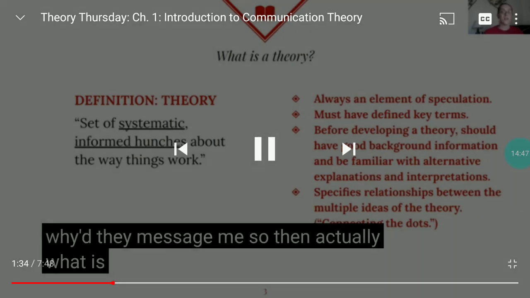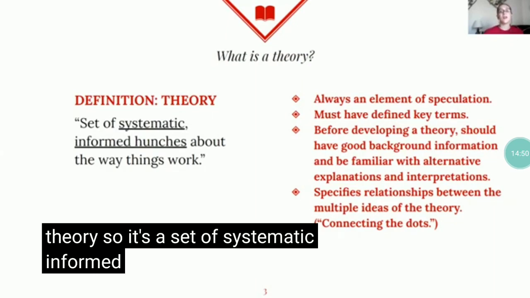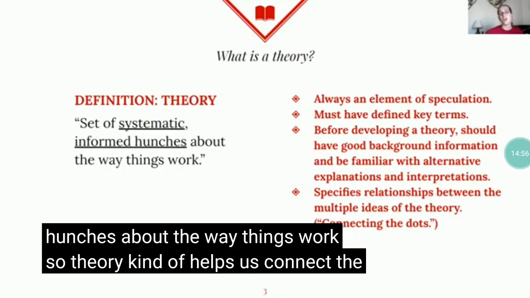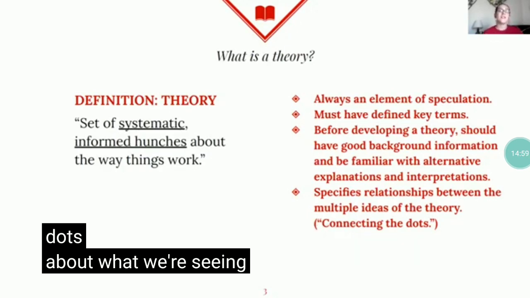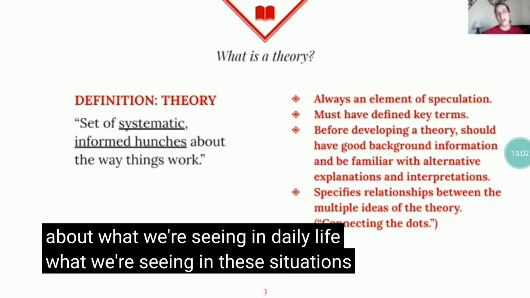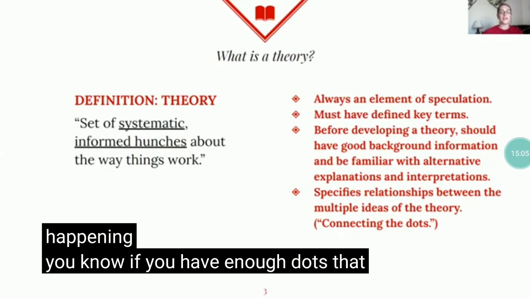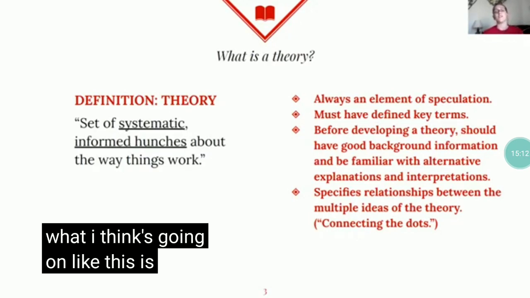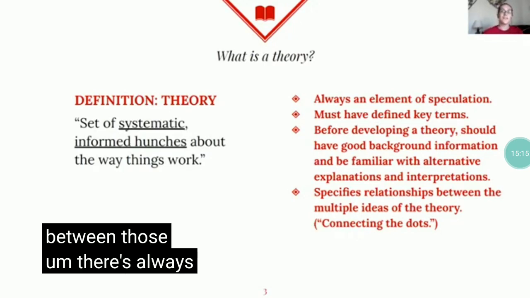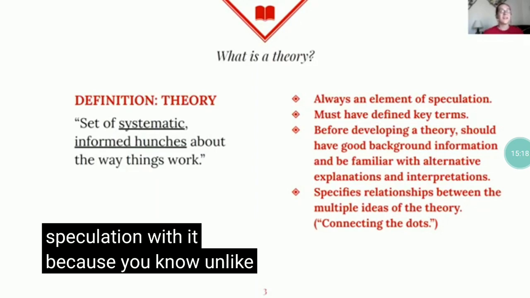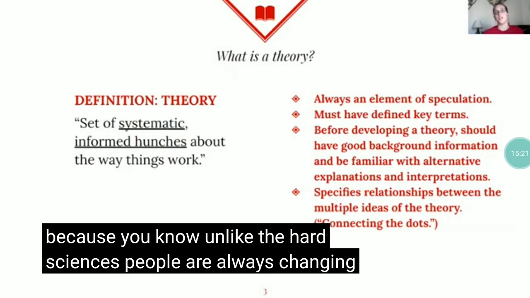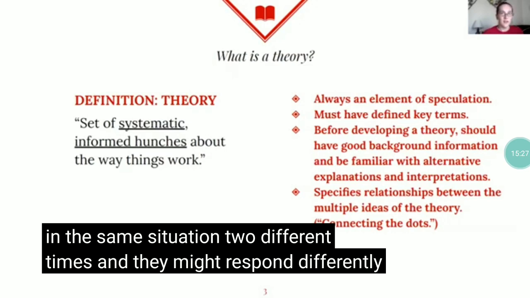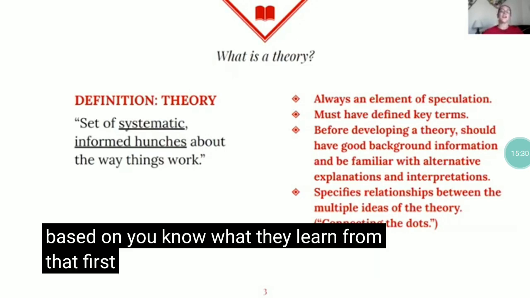So what is theory? It's a set of systematic informed hunches about the way things work. Theory helps us connect the dots about what we're seeing in daily life, in these situations happening. If you have enough dots that are all together, people create theories to say, this is what I think is going on, this is the relationship I see between those. There's always an element of speculation with it because, unlike the hard sciences, people are always changing. You could put the same person in the same situation two different times and they might respond differently based on what they learned from the first time.